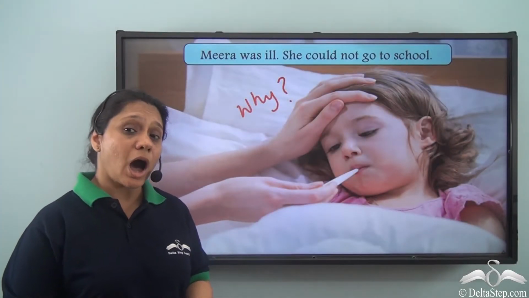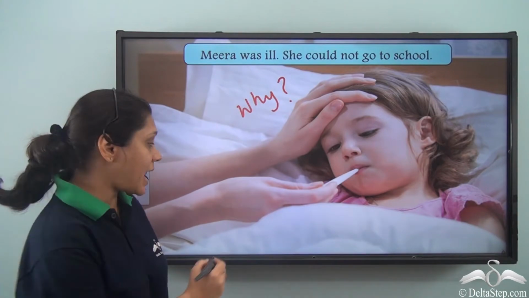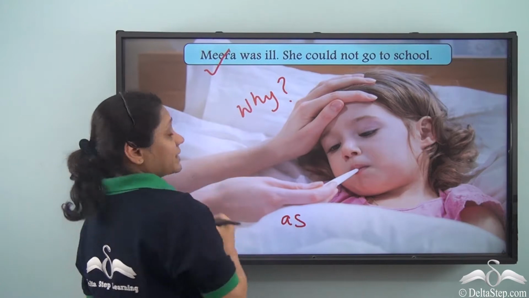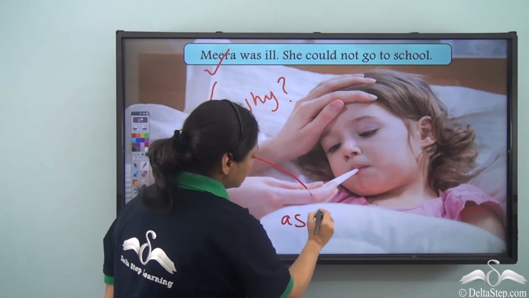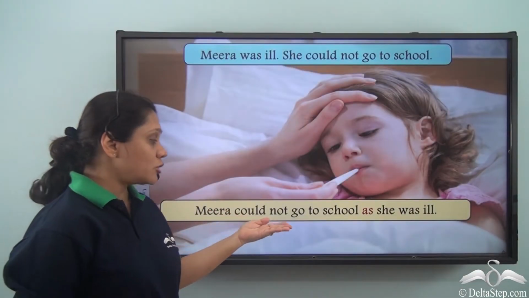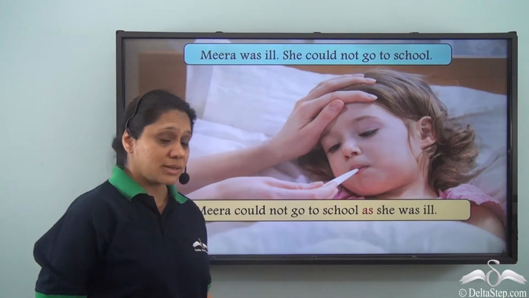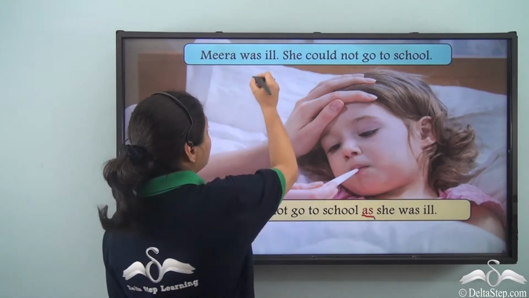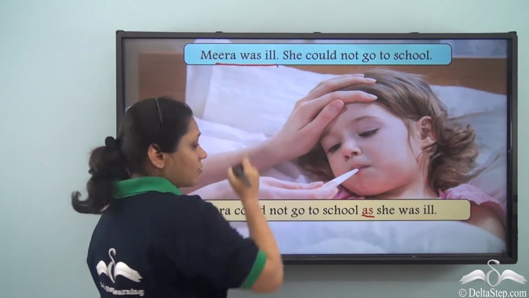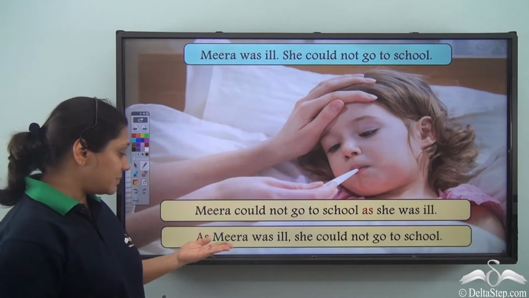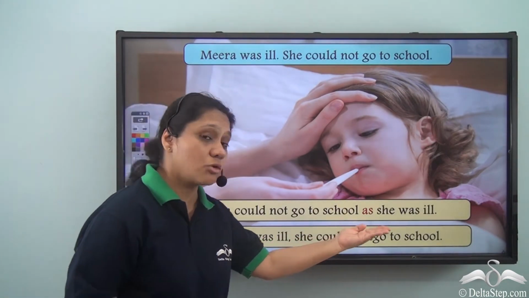Now let us see how we can join the two sentences with as. We know that the reason Meera was ill has to be used after as. So what will our new sentence become? Meera could not go to school as she was ill. As is the conjunction after which we have put the reason Meera was ill. We can also start a sentence with the conjunction as. How can we show it? As Meera was ill, she could not go to school.